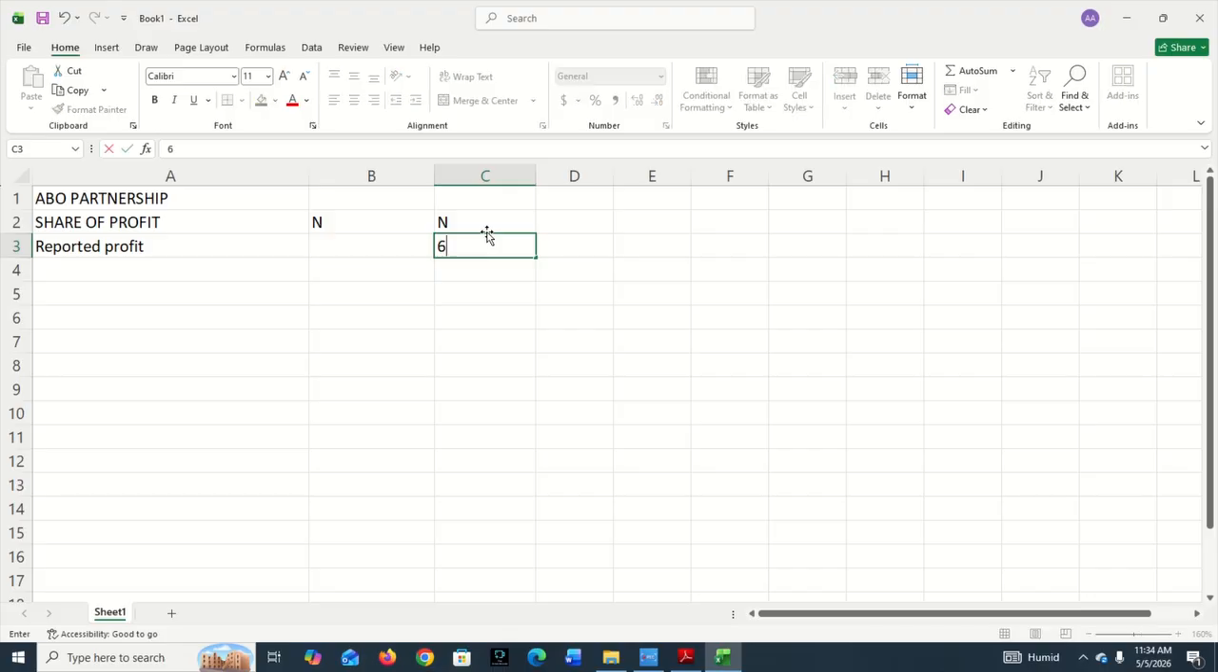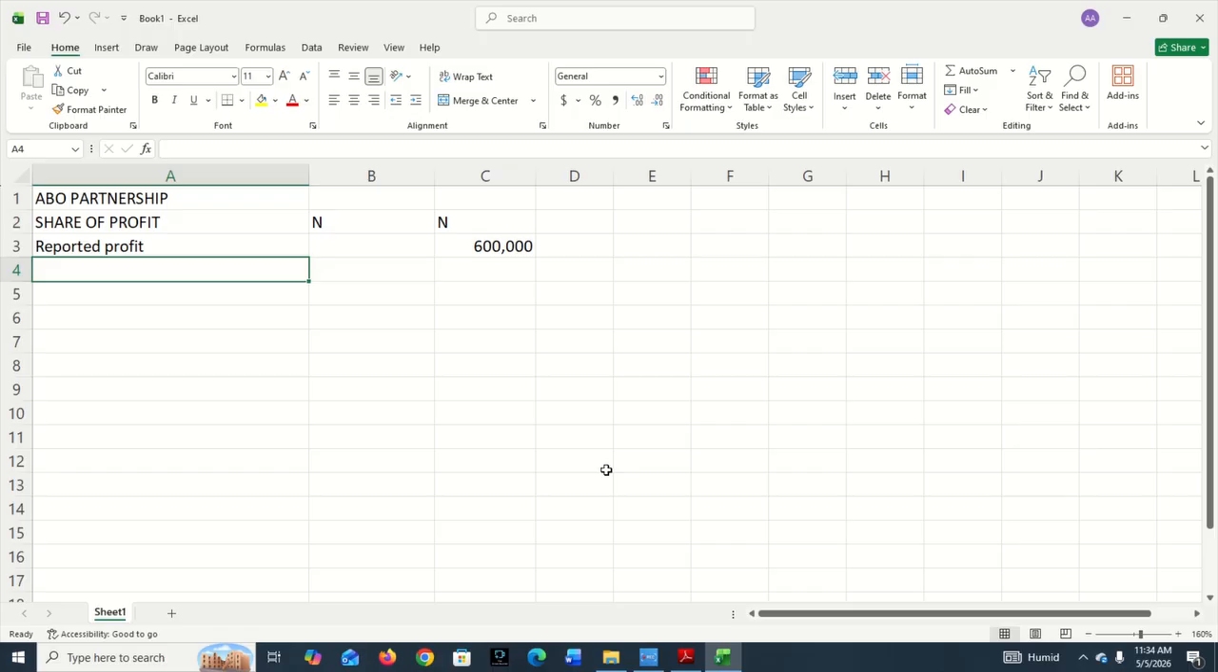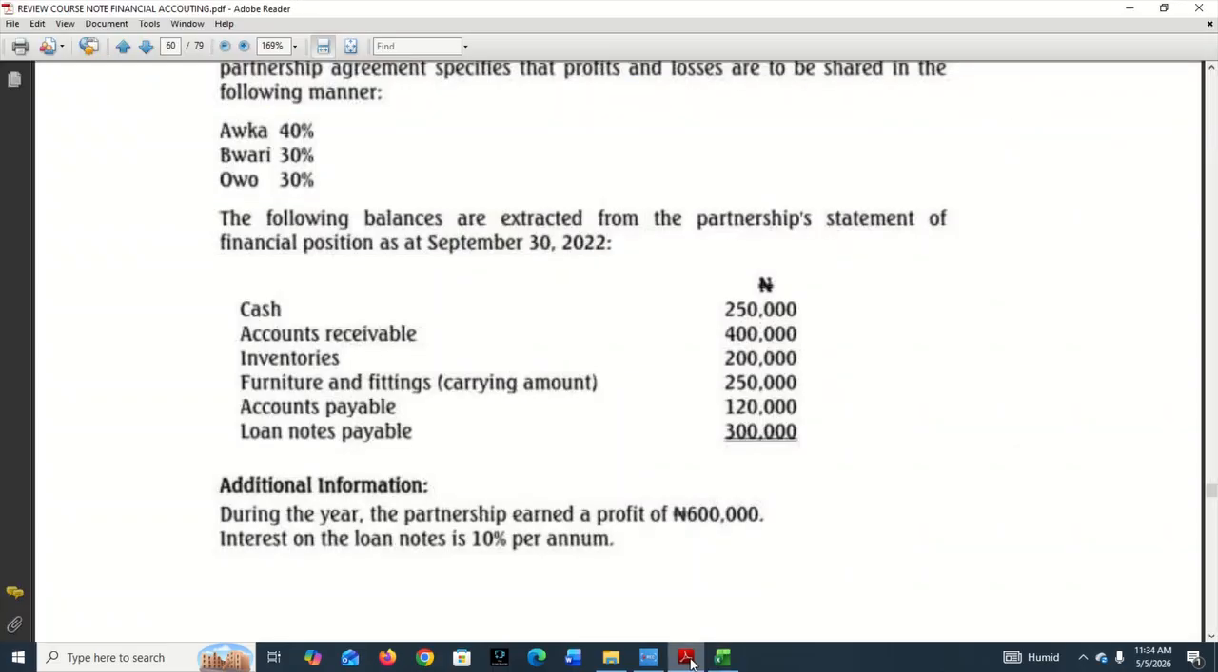How much? 600,000. Okay, let's go. Then please, they told us that they have loan notes and they have interest to pay on the loan notes, and they have not told us that they have deducted it. So the first thing, before they can share profit, they must pay all their outstanding expenses. So we are going to do that.